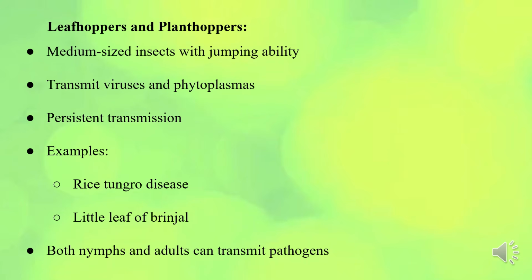Next, we are going to see about leafhoppers and planthoppers. They are medium-sized insects with jumping ability. They transmit viruses and phytoplasmas. The transmission is normally persistent. Examples: rice tungro disease, little leaf of brinjal. Both nymphs and adults can transmit pathogens.